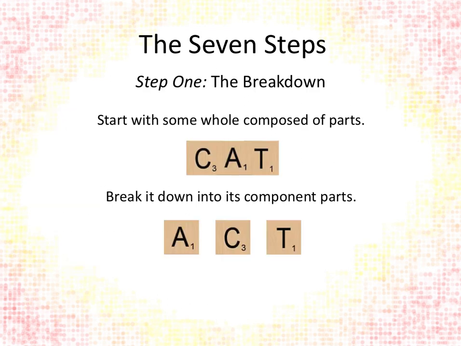Here are the 7 steps. So step 1 is going to be the breakdown. We start with some whole composed of parts. Look at the word CAT, and here I used Scrabble tiles. The little Scrabble point numbers don't mean anything, but they just remind us that there are 3 tiles stuck together to make the word CAT, cat. Let's break it down into its component parts, which are letters, the letters A, C, and T.